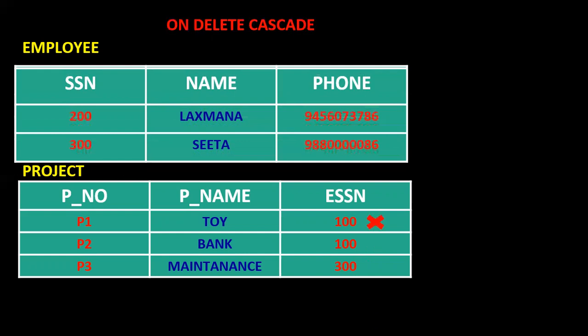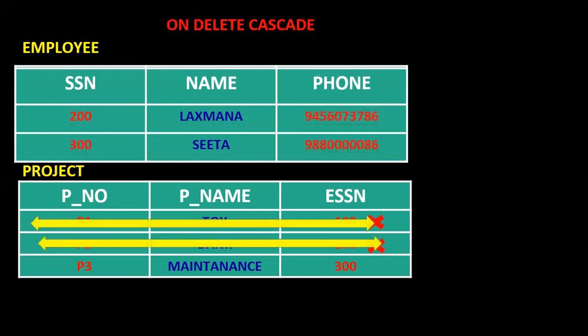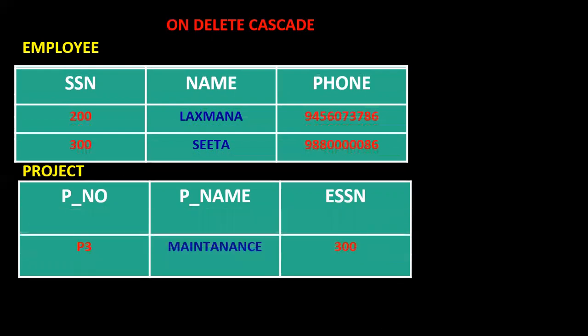So what we can do, we can delete these two tuples. So now in the project table we have only one, the project P3 on which 300 is working. This is the current status of the company where we are having employee and project. So these are the two cases for on delete constraint.